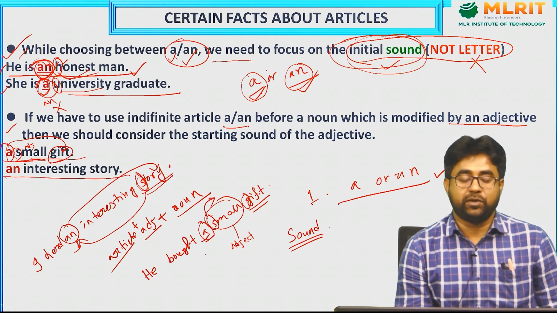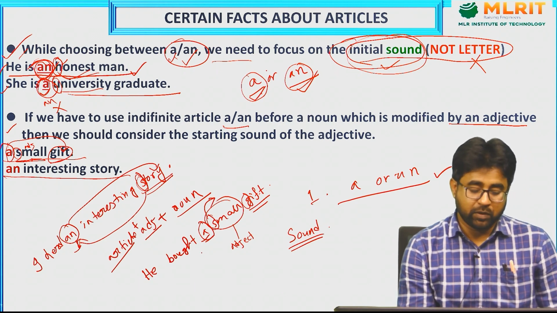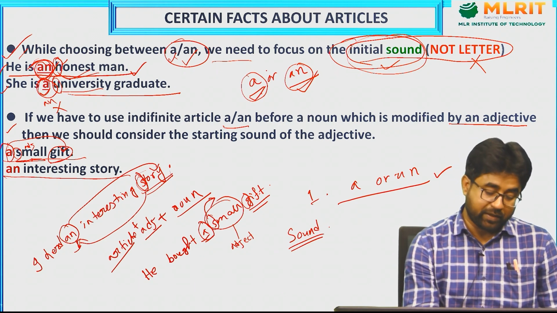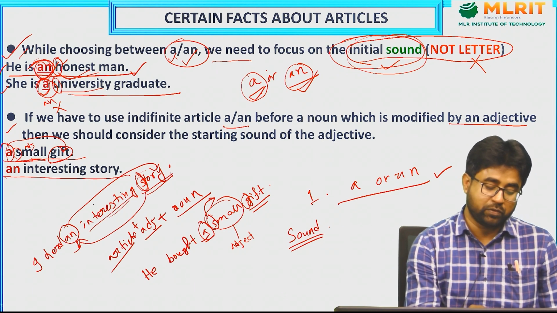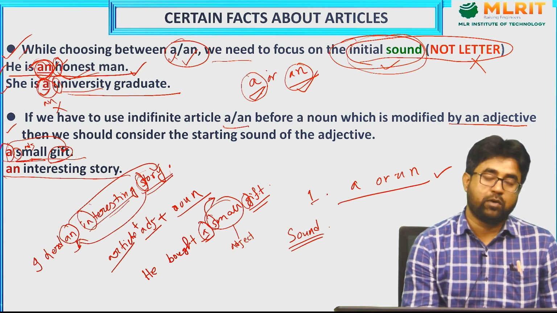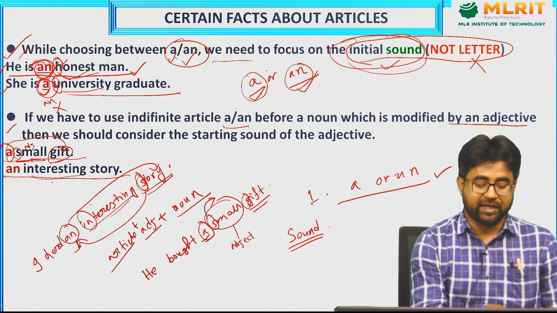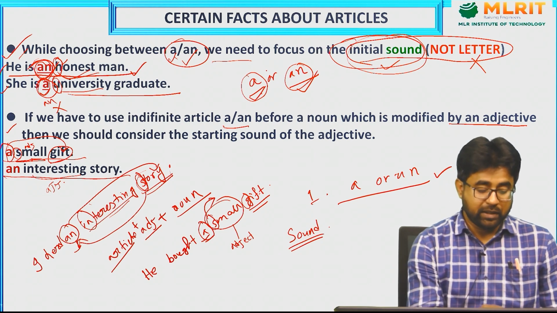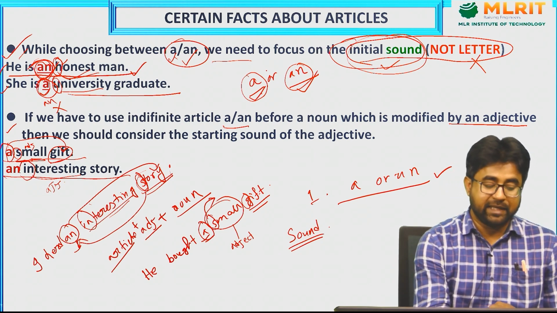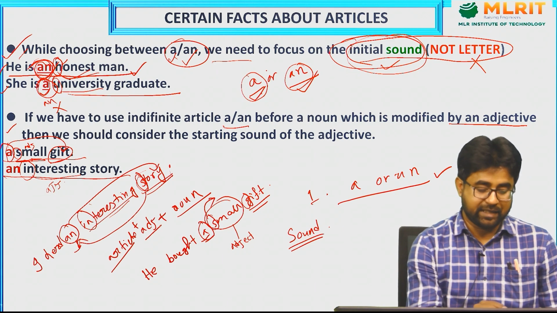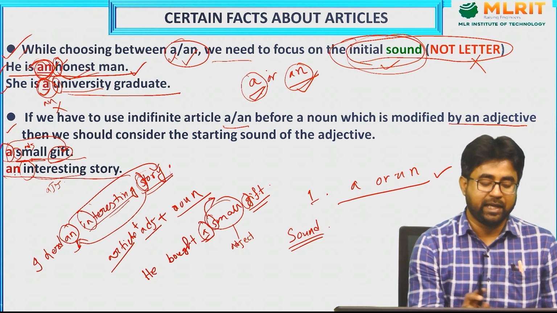But as I told you, the second fact: if a particular noun is getting modified by an adjective in between, you should focus on the initial sound of the adjective. So what is the adjective in this sentence? "Interesting". An interesting story. So that's why you are supposed to consider the initial sound of the adjective, and it's a vowel sound, and that's why "an interesting story".